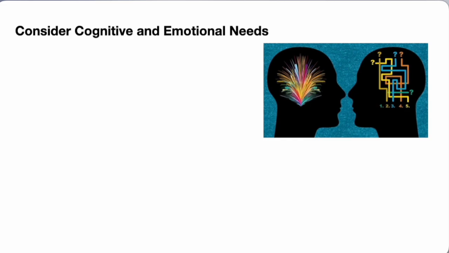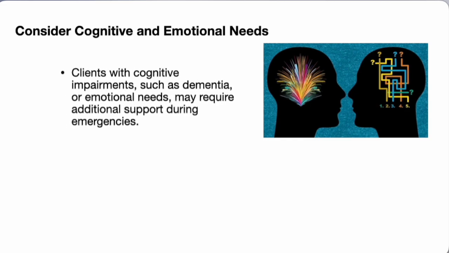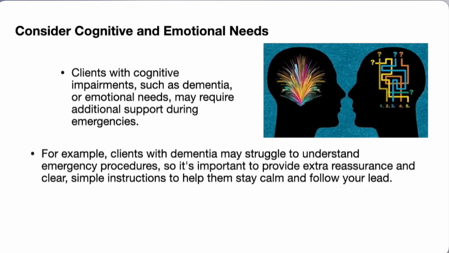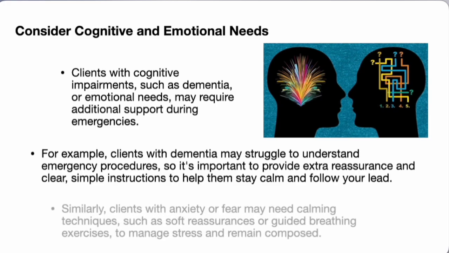Consider cognitive and emotional needs. Clients with cognitive impairments, such as dementia, or emotional needs, may require additional support during emergencies. For example, clients with dementia may struggle to understand emergency procedures, so it's important to provide extra reassurance and clear, simple instructions to help them stay calm and follow your lead.